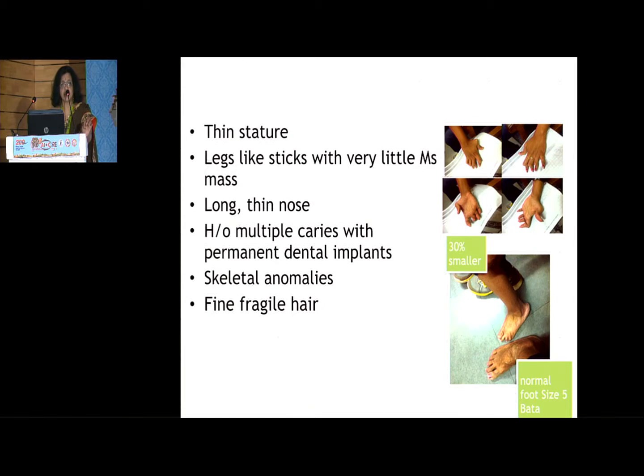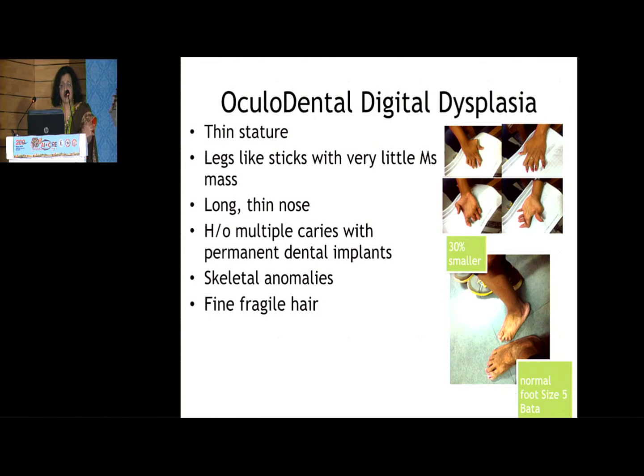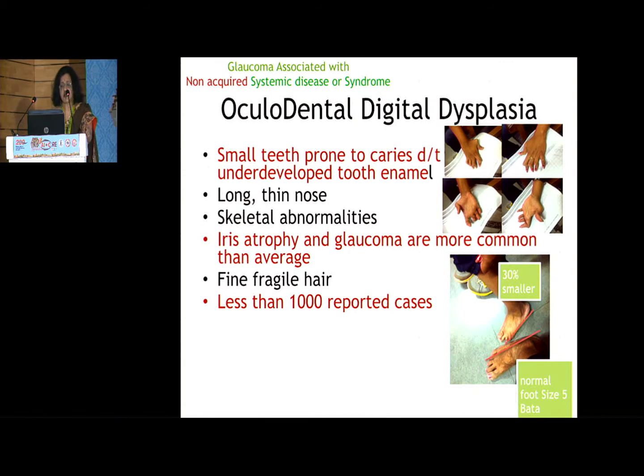When we looked at this child, the child had a thin stature, legs were literally like sticks, there was a long, thin nose. The patient had permanent dental implants at 14 years of age. There were skeletal anomalies, as you can see in the photograph there, and fine, fragile hair. And the feet were very small. So we thought of oculodentodigital dysplasia. This is a condition in which you can see iris atrophy and glaucoma. Less than 1,000 cases have been reported.